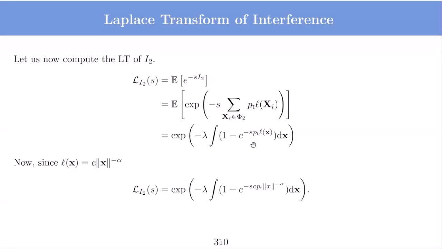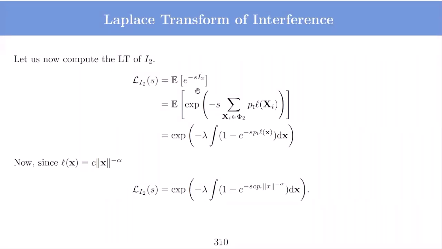Now compute the Laplace transform of the interference. So remember we have shown that the interference has the same distribution as I2. So we'll compute the Laplace transform of I2, which will be the same as the Laplace transform of the actual interference. So recall that I2 is given as the summation over all points of the transmit power multiplied by the path loss. So the Laplace transform is given as e to the power minus s I2's expectation.